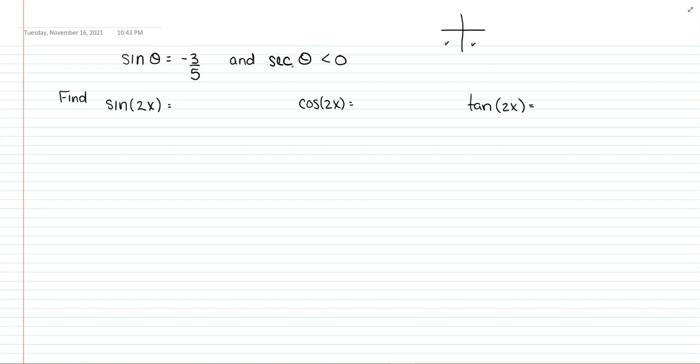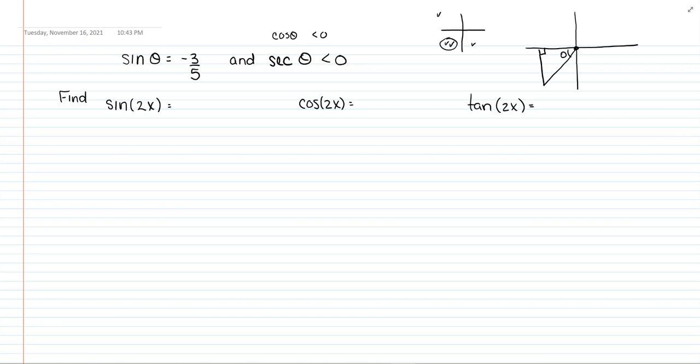All right, and then secant is, remember, the flip of cosine. So cosine theta is also negative, less than 0. So cosine's negative over here and down here. So they're both negative in quadrant number 3. So when you go to draw up your triangle for this, your triangle's got to be down here in quadrant 3. All right, and then we go ahead and label it.